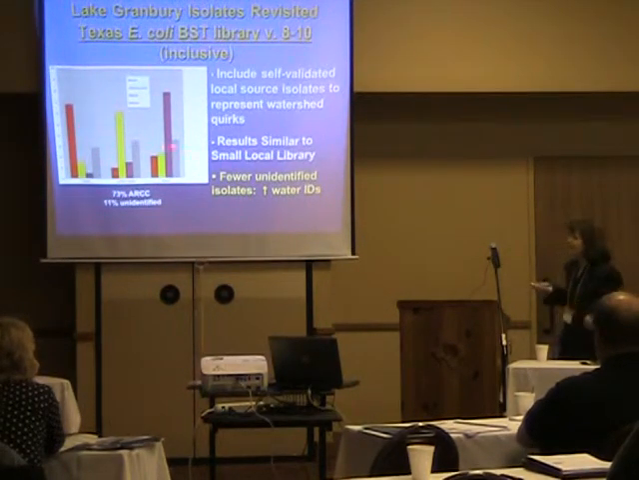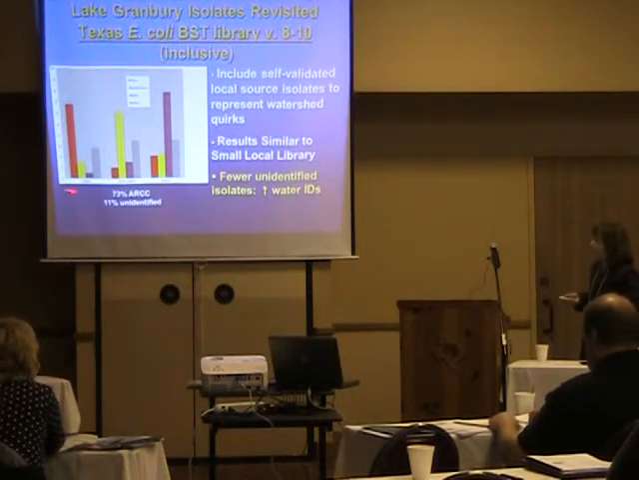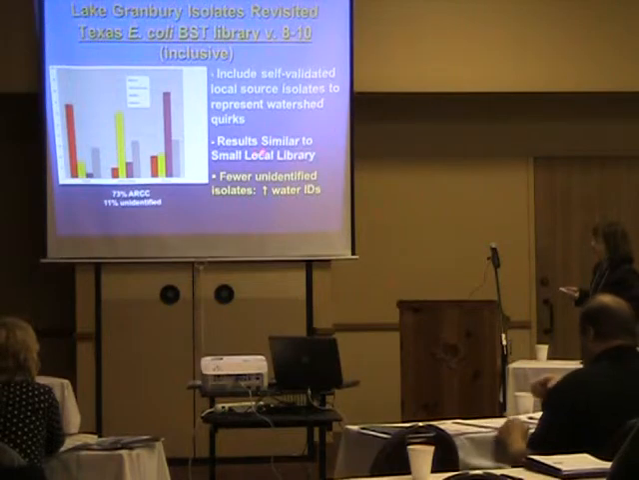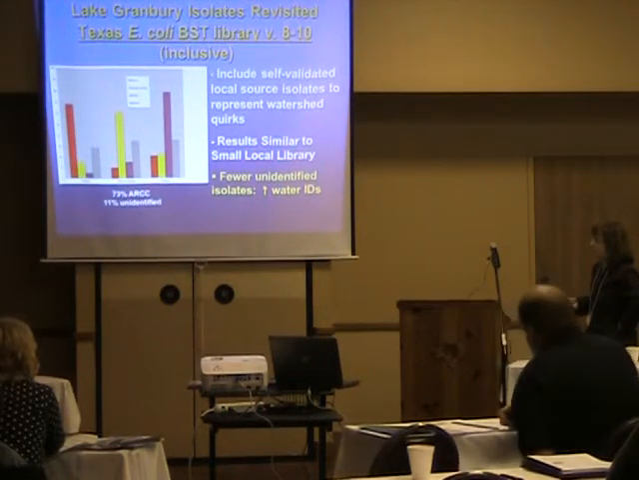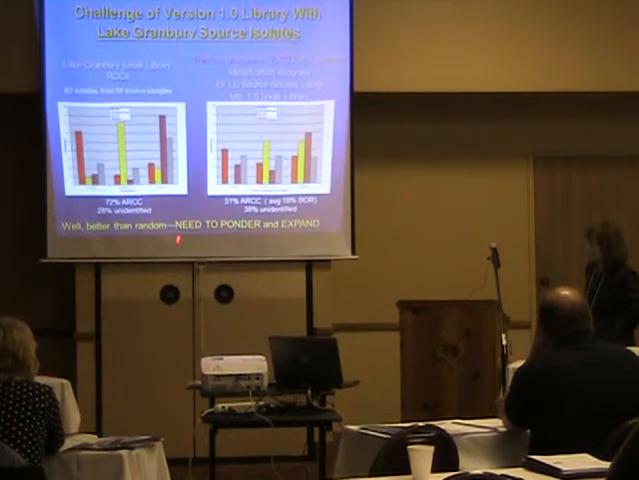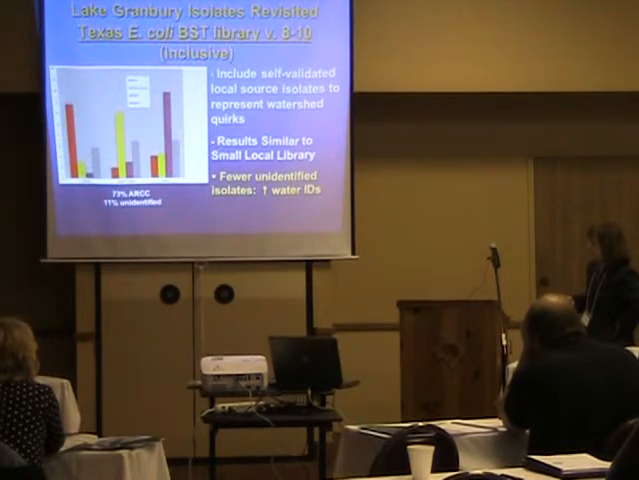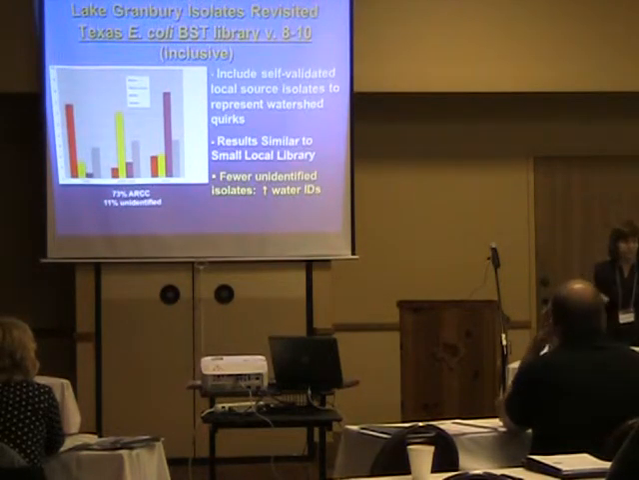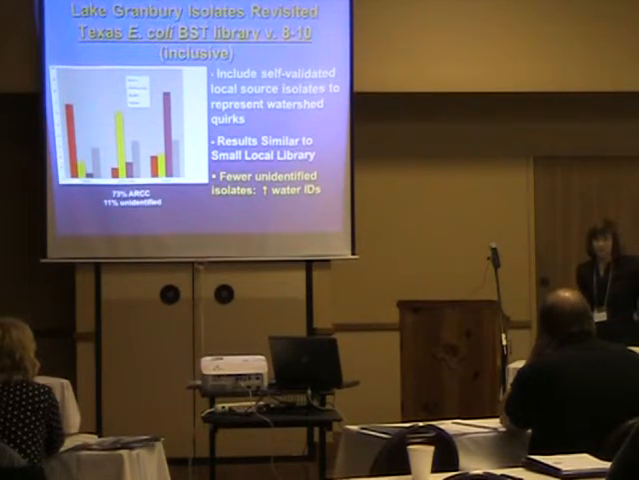the local self-validated isolates, is that you get back to the results of those that are similar to the small local library, but this number left unidentified, which you come over here, 28% left unidentified here, 11% left unidentified here. And again, the point is identify those water isolates, the isolates in the water samples. So you'll have fewer unidentified isolates, which will mean you increase the water IDs.